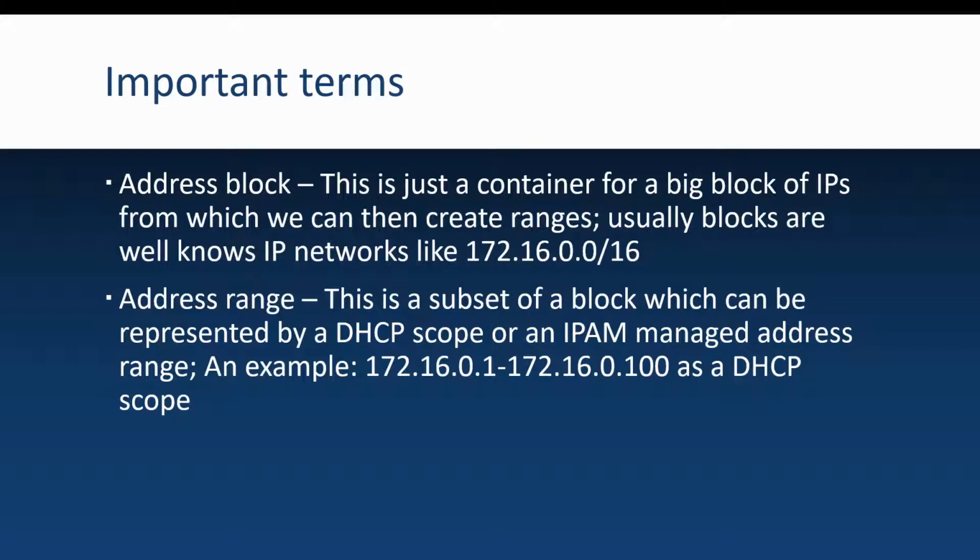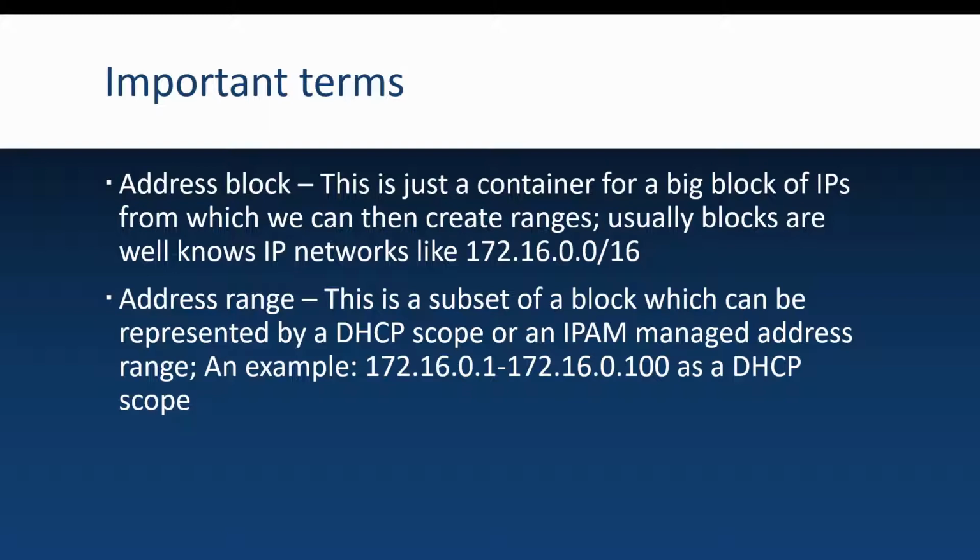When using IPAM, I consider that two things are very important to know and understand. What is an address block and what is an address range? An address block is just a container for a big block of IP addresses, from which then we can create different ranges. Usually a block is a well-known IP network, like for example 172.16.0.0/16.